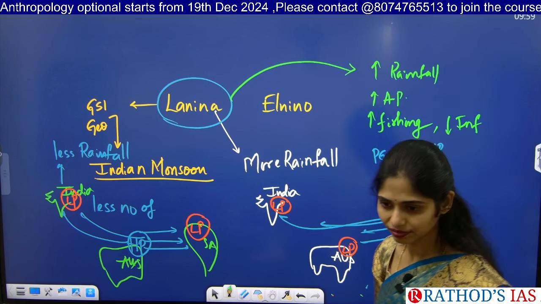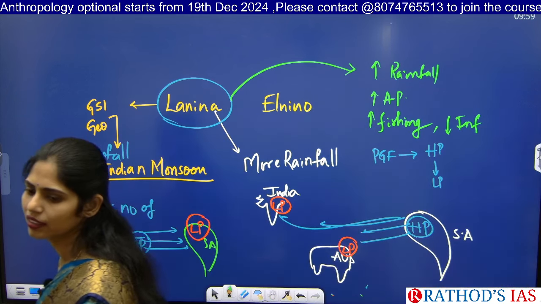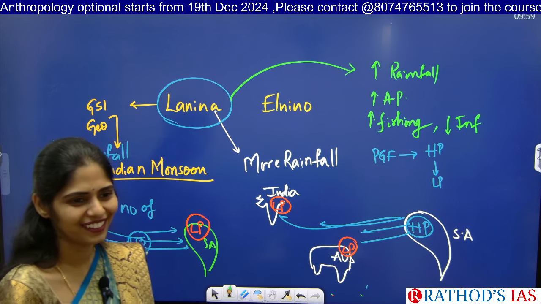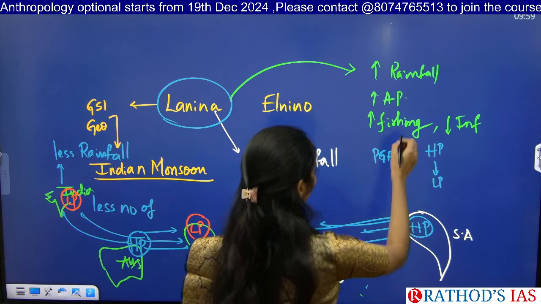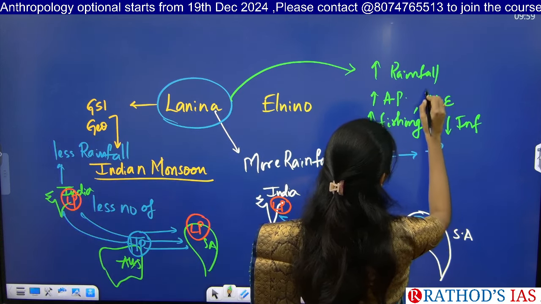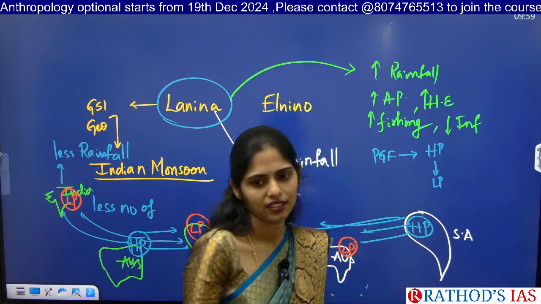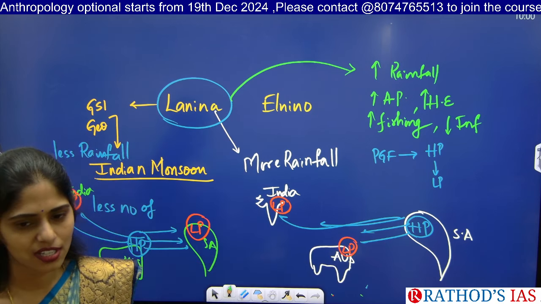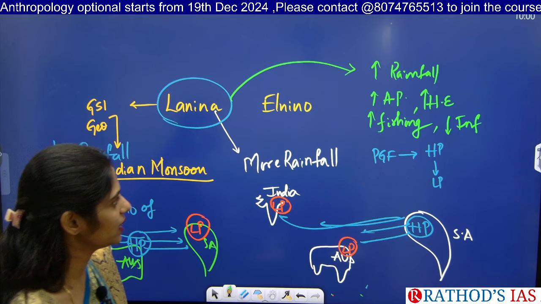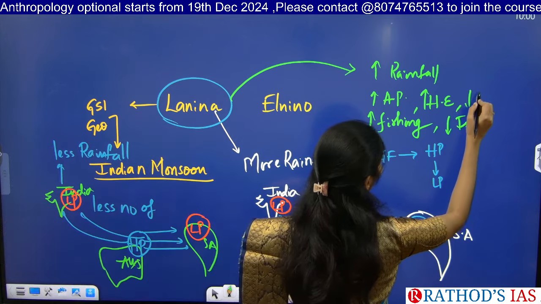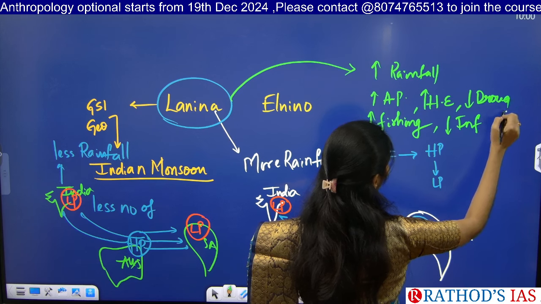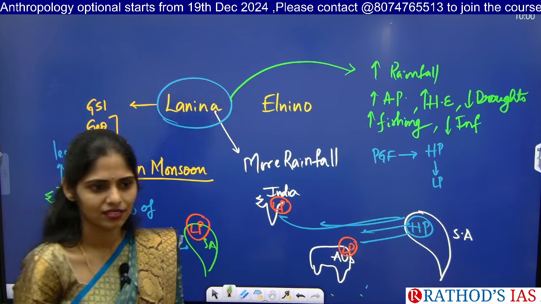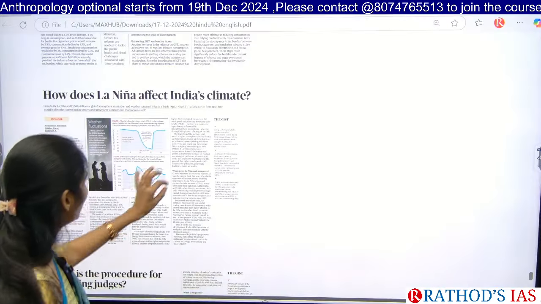Next, think and tell me. Impact. Climate also good. Yes, we can increase hydroelectricity. Next, droughts. Increases or decreases? Decreasing of droughts. Next, farmer suicides. Decreasing of farmer suicides. Okay. Now let us see here.